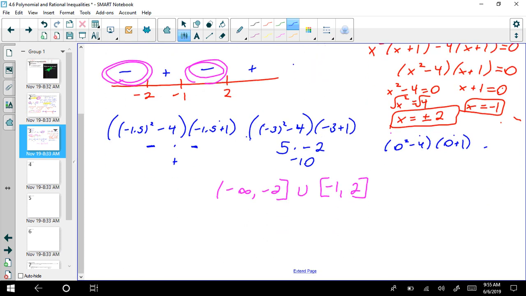If I were to graph this on a number line, you'd basically have a bracket, shade, bracket, bracket, shade.